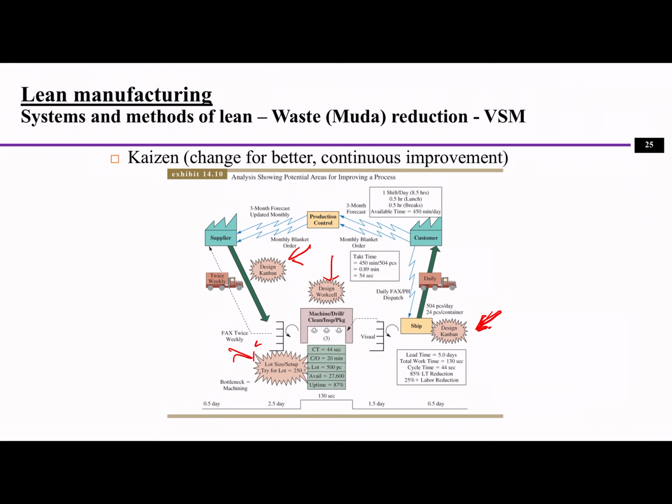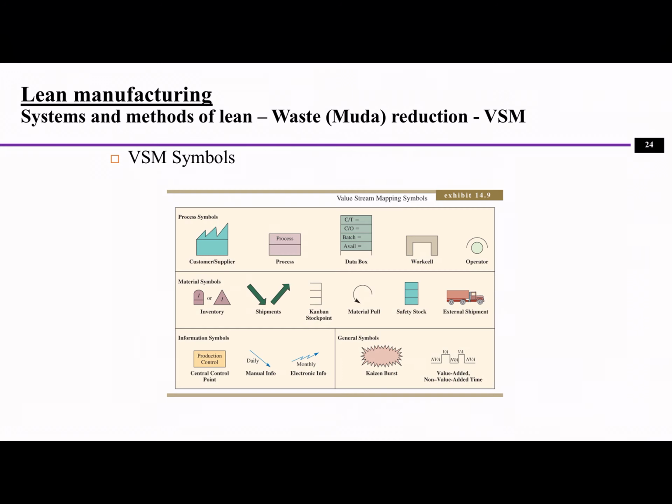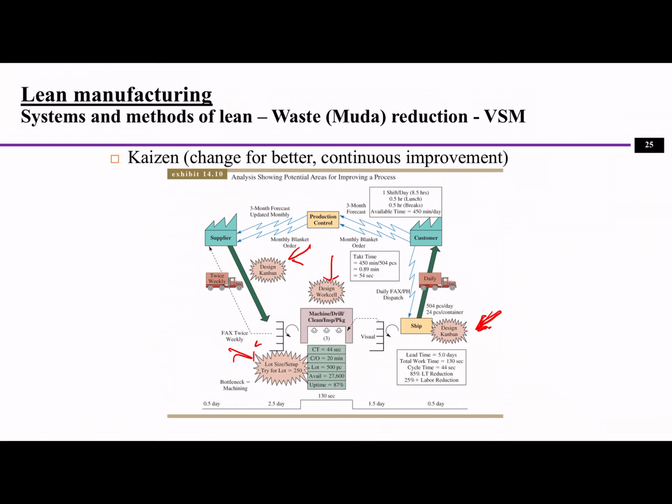burst circles. We call it a Kaizen event. So Kaizen burst means these are the places that need to be improved, or that's the bottleneck, or that's a problem. So you can see in this map where the problems are. Kaizen event: how do we do it? That's why from the value stream map, you can easily identify what are the value-added activities and what are the non-value-added activities, and where are the places that you need to work on. So that's how value stream mapping helps continuous improvement.